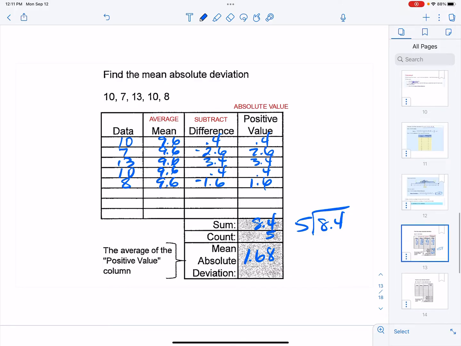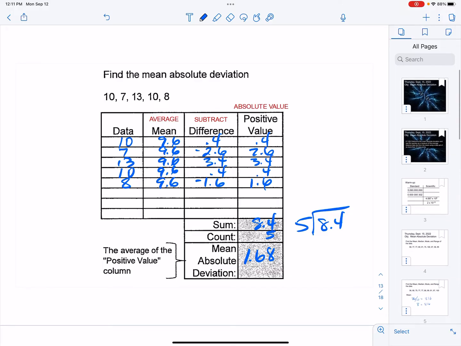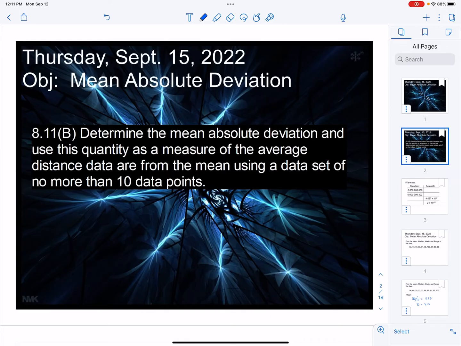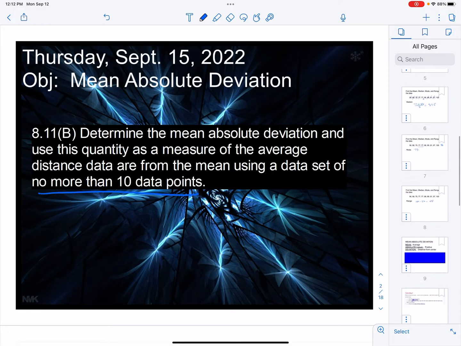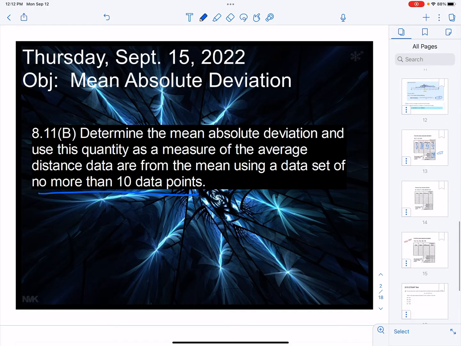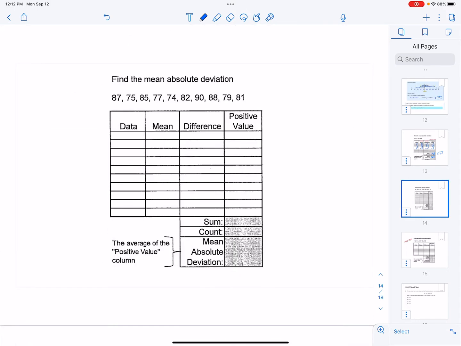Now, if you remember correctly on that standard, our standard way up here says it'd be no more than 10 data points. So that means we do have to practice on something with more than 10. Now, typically on the STAR test, it's going to be 5 to 6. But in Mr. Nash's class, we're going to look at 10 of them. So here is one that we're going to do. This will be our last one that we do before you have your assignment.